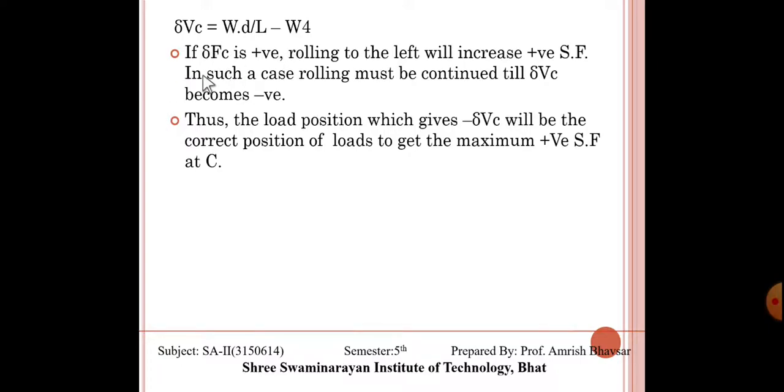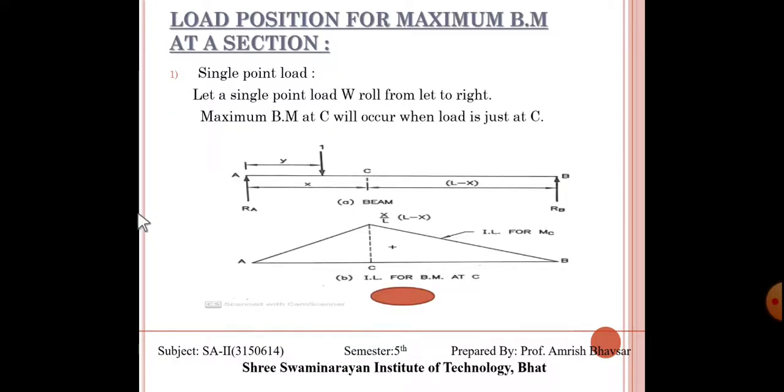If delta Vc is positive, the rolling to the left will increase the positive shear force. In such a case, the rolling must be continued till delta Vc becomes negative. Thus, the load position which gives the negative delta Vc will be the correct position of the load to get the maximum positive shear force at C. So from this we can calculate, for the UDL, the maximum positive and negative shear force.